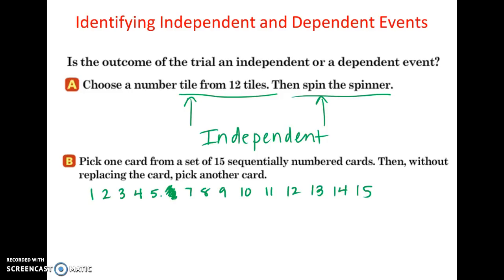The probability of what you're going to choose the second time definitely depends on the event that happened before it, because now I only have 14 cards to choose from instead of 15. So this would be a dependent event. It depends on what card you chose before.